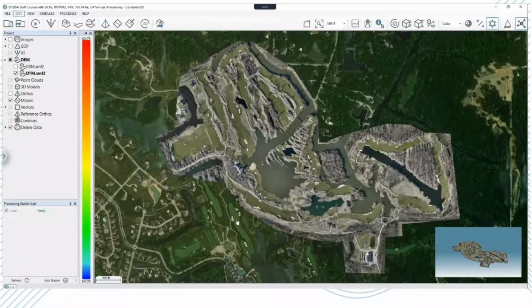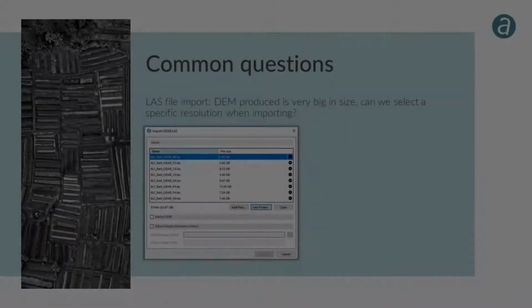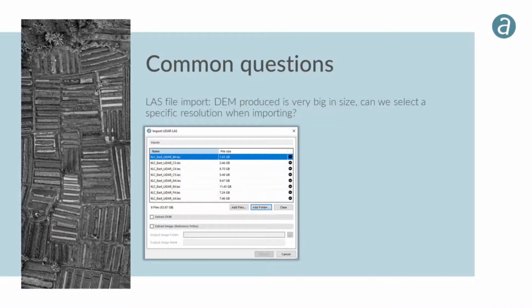If you allow Correlator 3D or any other image processing software to generate a DSM or DTM surface, that takes time. So the benefit of bringing in an existing DSM, be it from LiDAR or from existing data, is that it's going to save you a lot of time. So we added some LiDAR import tools. Originally, when we first started, you could import one point cloud. Now you can import multiple point clouds.